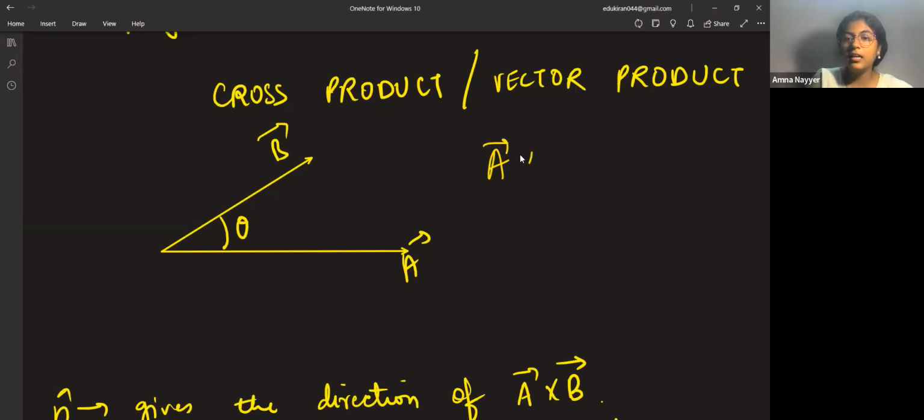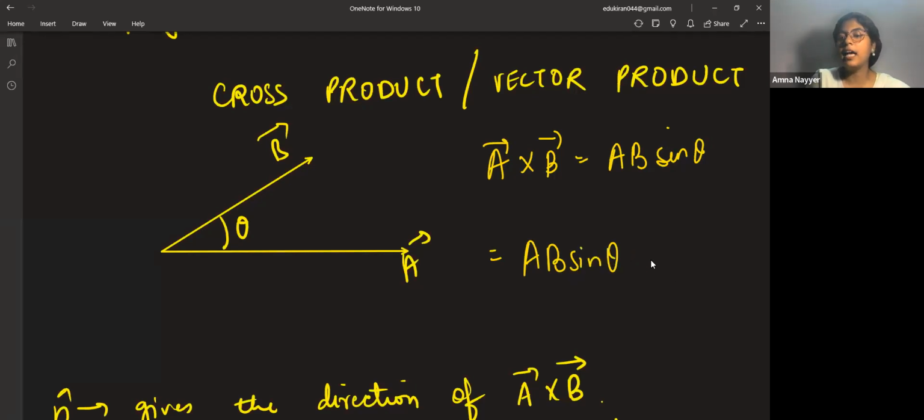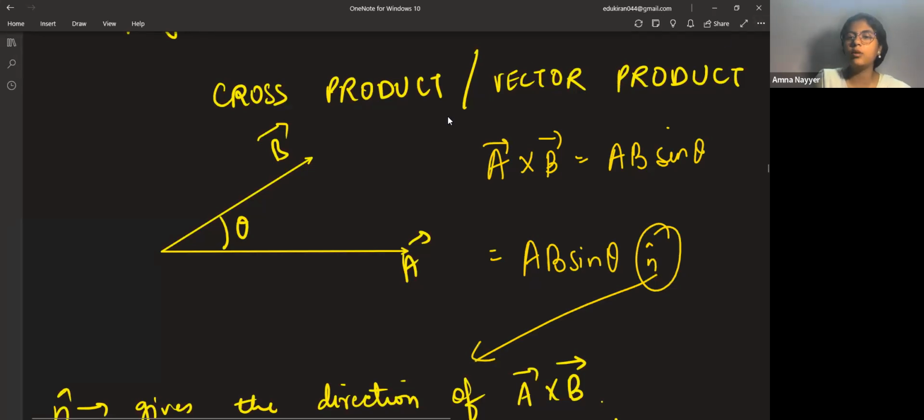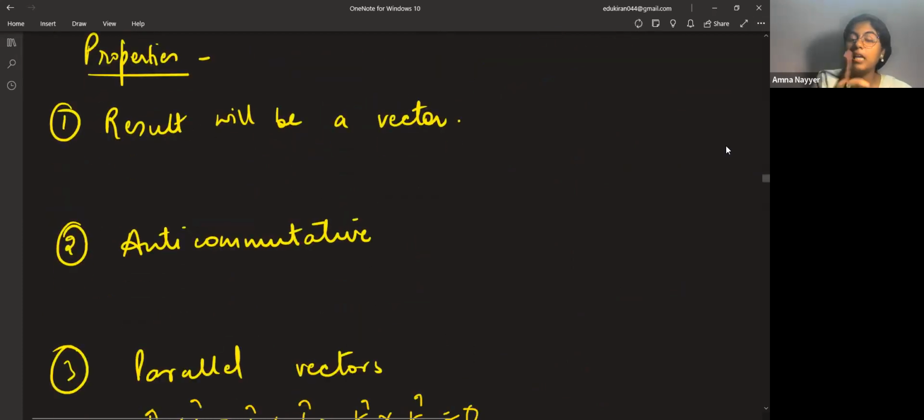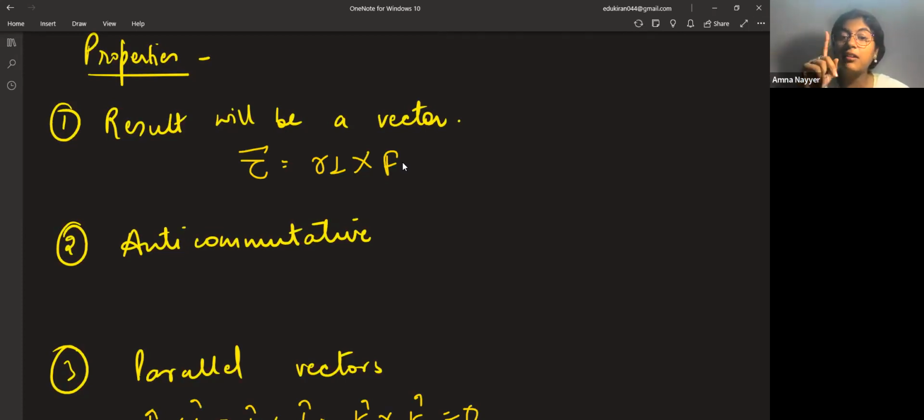So A cross B will be equal to magnitude of A, magnitude of B multiplied by sine theta. Often we write this as AB sine theta n cap, where n cap just tells the direction of A cross B. This is the vector product. Why vector product? Because you get the final result as a vector. That is the first property. Like torque. Torque is radius vector cross force. Force is a vector, radius is a vector, and torque is also a vector. In dot product, the final result was a scalar.